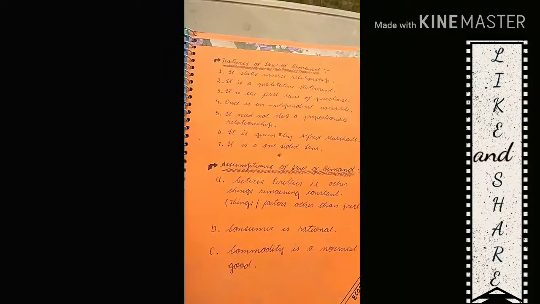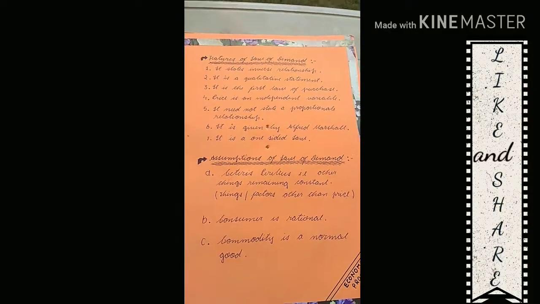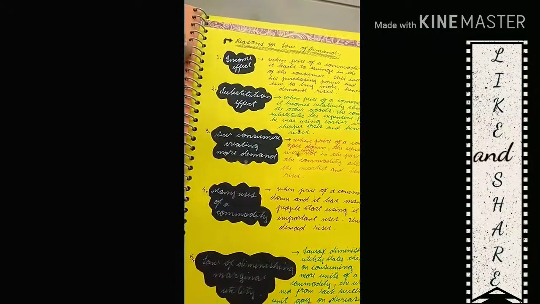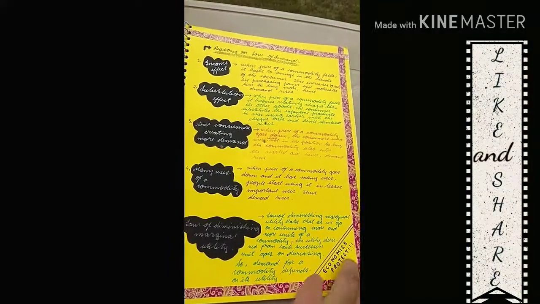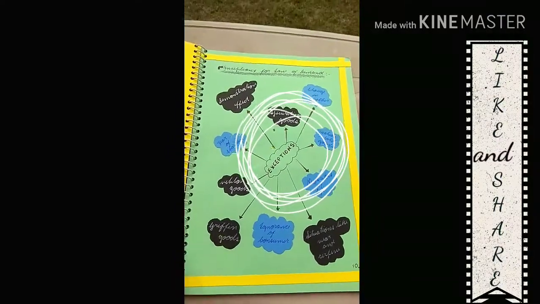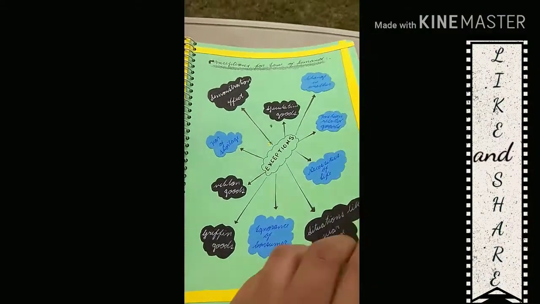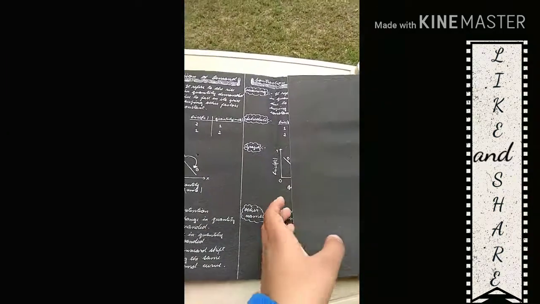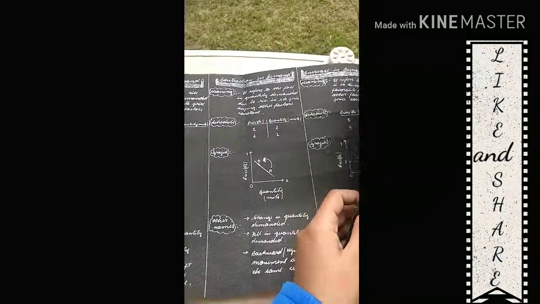And then here we have features of law of demand and assumptions of law of demand, and here we have reasons for law of demand, and up next we have exceptions for law of demand, and then change in demand, the expansion, contraction, increase, decrease, all of that.